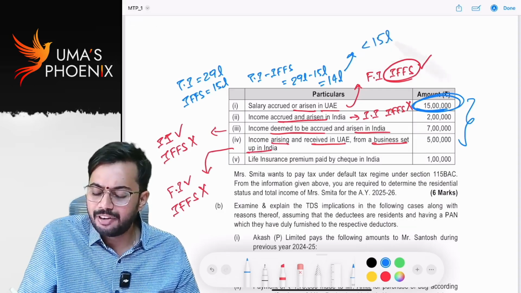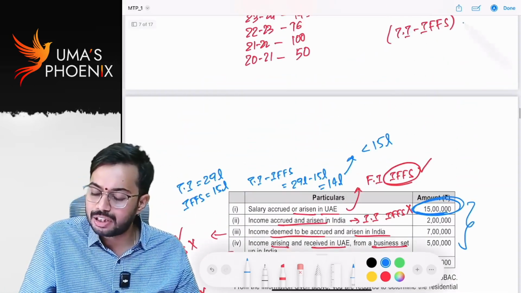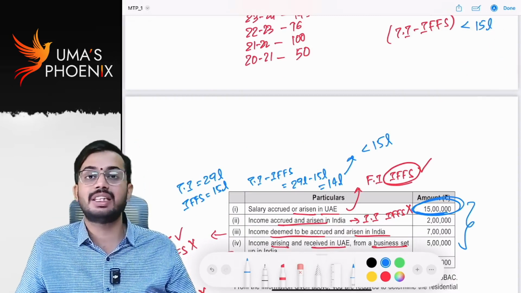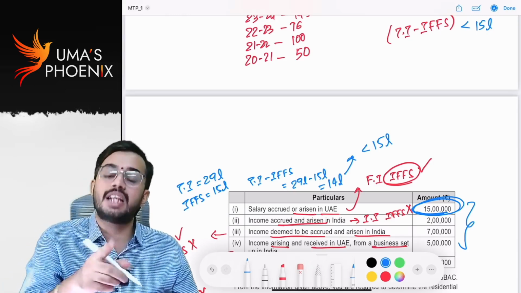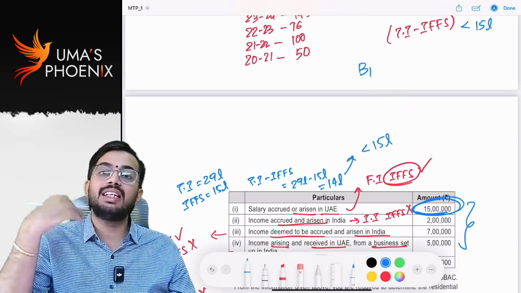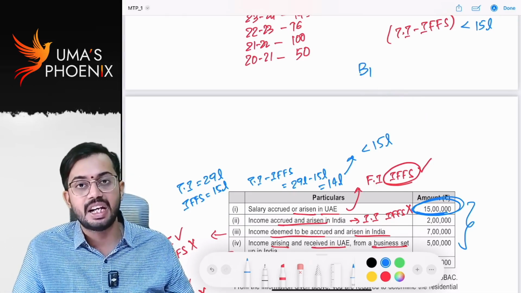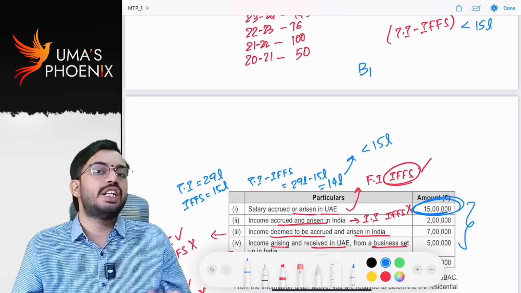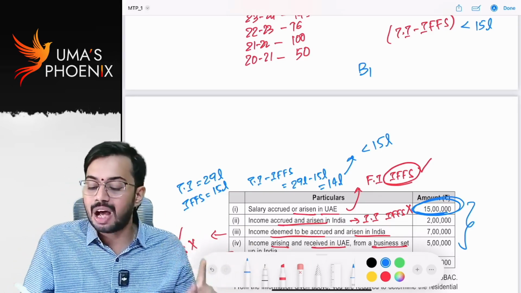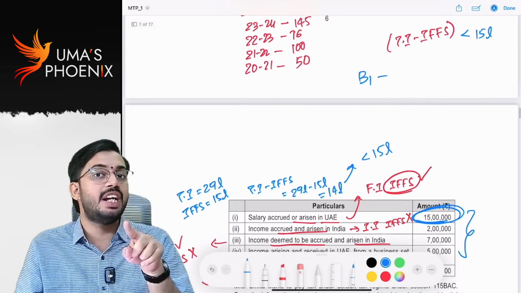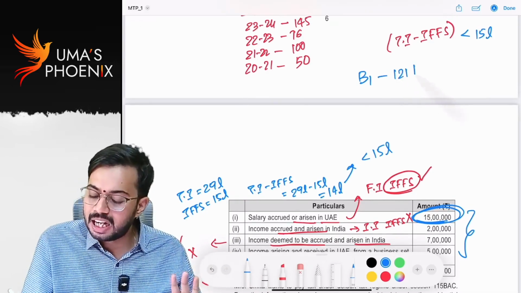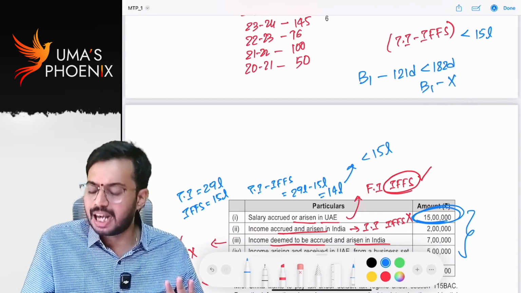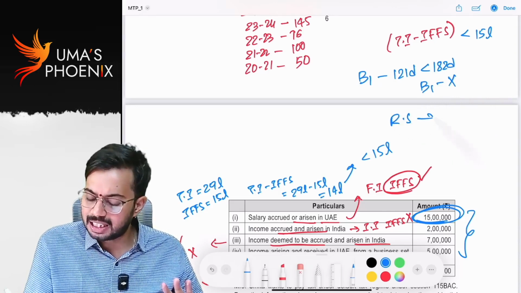14 lakhs means what? It is less than 15 lakhs. So total income minus income from foreign sources is less than 15 lakhs. If it is less than 15 lakhs, then only the first basic condition is applicable. If B1 is satisfied, she will become resident in India. If B1 is not satisfied, don't apply B2 because basic condition 2 is not applicable in this case. As per B1, an individual should stay in India for 182 days. But she stayed in India for 121 days, which is less than 182 days. B1 not satisfied. So residential status is non-resident.